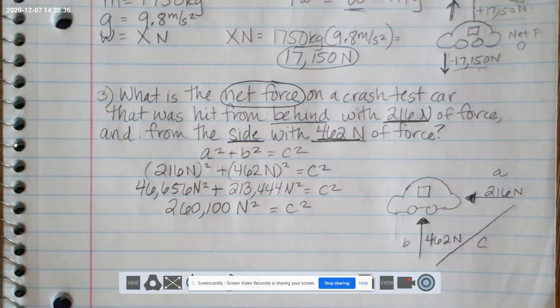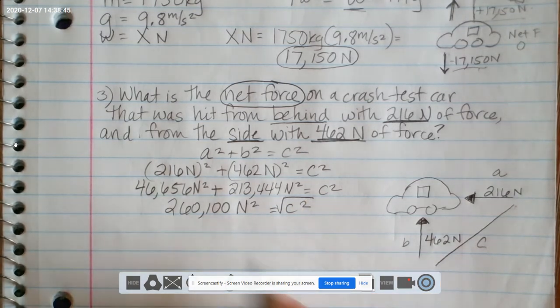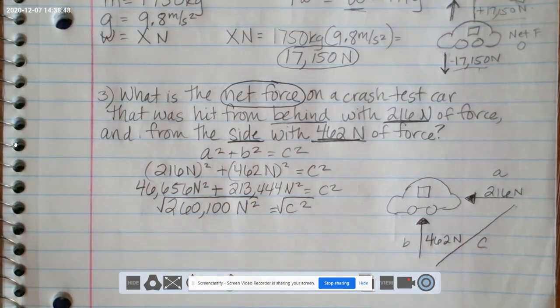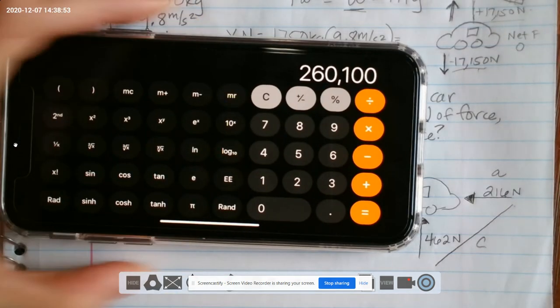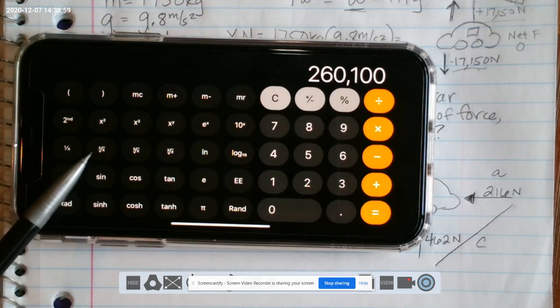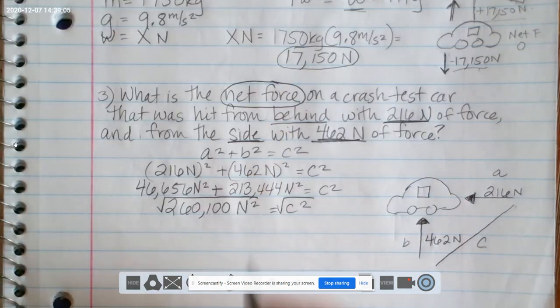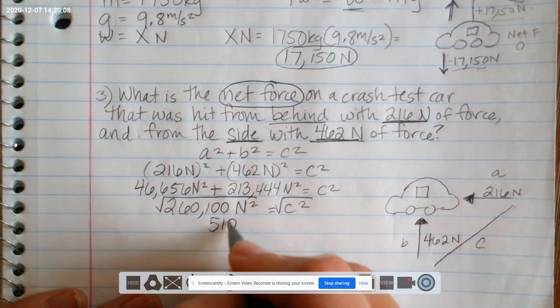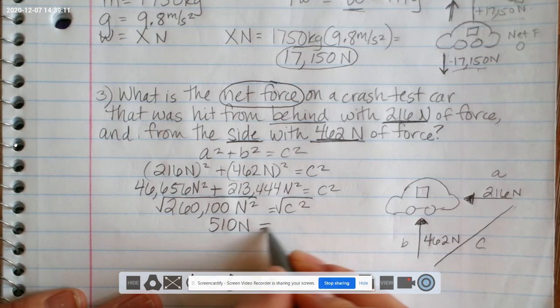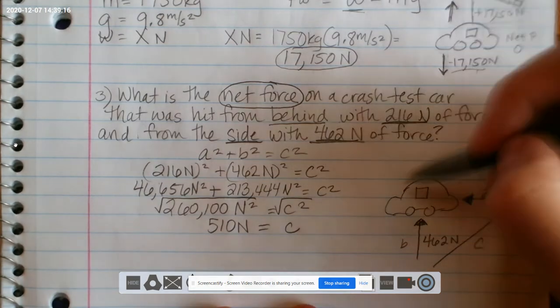So we all know that I don't want the squareds there. We got to get rid of the squareds. So we've got to get rid of this Newton squared, and we got to get rid of this C squared. So we're going to do the opposite, which is square root. And if you have a square root button, I know on my phone, it's this button right here that says a square root around an X with a little 2 on the inside. I'm going to hit that. It's going to give me 510. And since I square rooted the newtons as well, just newtons by itself equals C, because I got rid of the squared there.